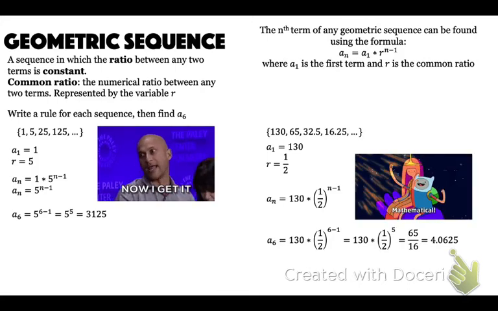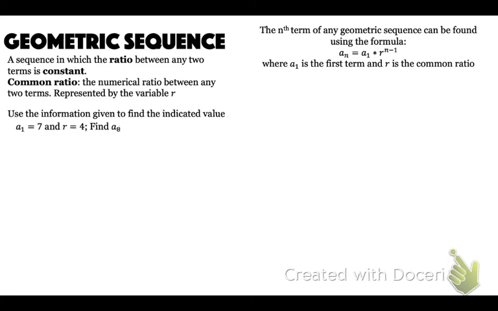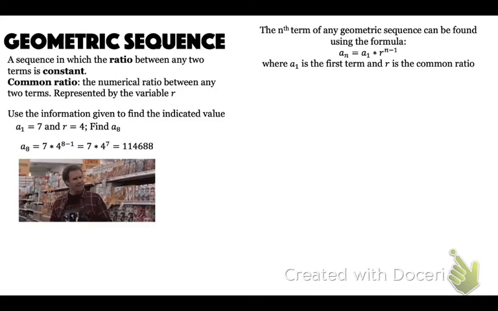Cool? Mathematical. Okay, this one. We want to use the information to find the indicated value. In something like this, we're given the first term and the ratio, and we can literally just plug this into the formula. So a sub 8 equals 7 times 4 to the 8 minus 1 power, which is 7 times 4 to the 7th, which is 114,688. Whoa. Awesome.